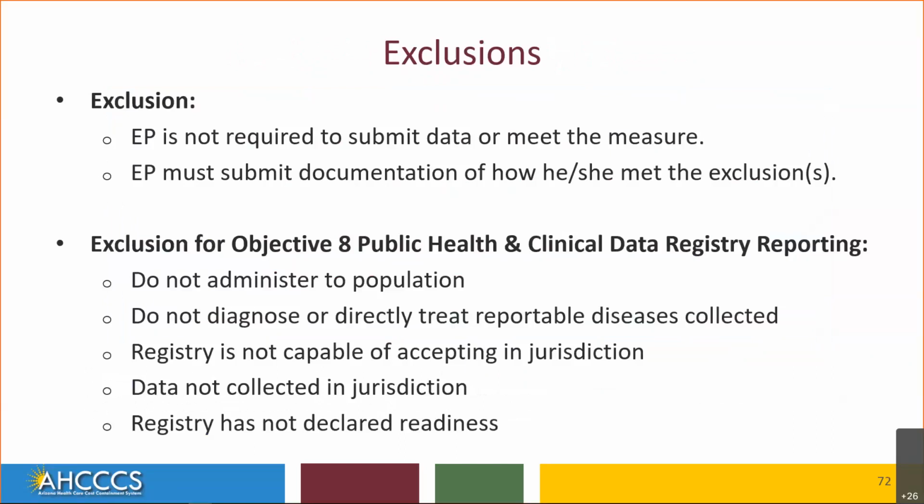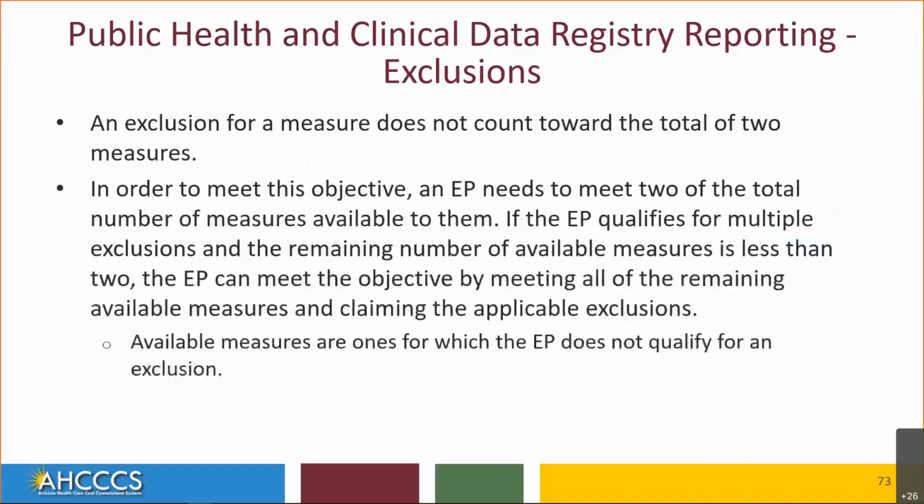Again, when discussing exclusions, the provider would need to submit documentation for how he or she met the exclusions if they attested to them. There are multiple different exclusions available for Objective 8. The first one is do not administer to the population. Second, do not diagnose or directly treat reportable diseases collected. The third is when the EP registry is not capable of accepting in jurisdiction. The fourth is that data is not collected in the jurisdiction for that registry. And the last one is that the registry has not declared readiness.